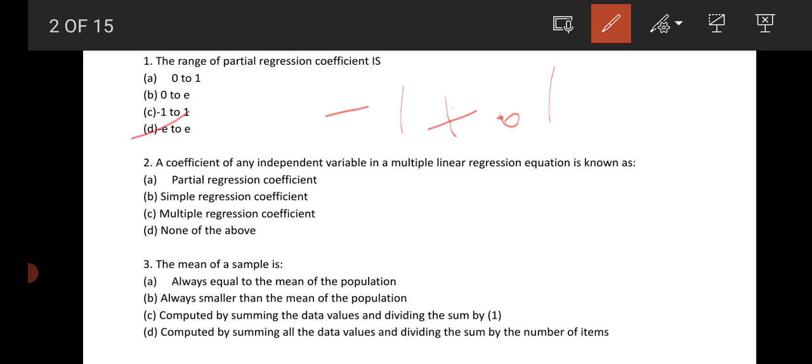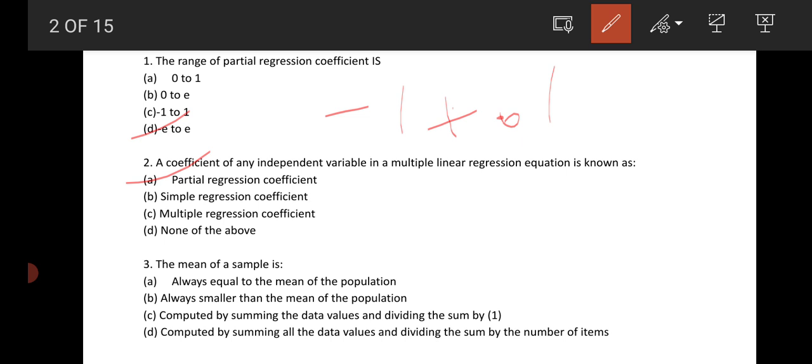Next, second question. A coefficient of any independent variable in a multiple linear regression equation is known as. They are asking about a coefficient of an independent variable in any multiple linear regression. Then it is also known as partial regression coefficient.